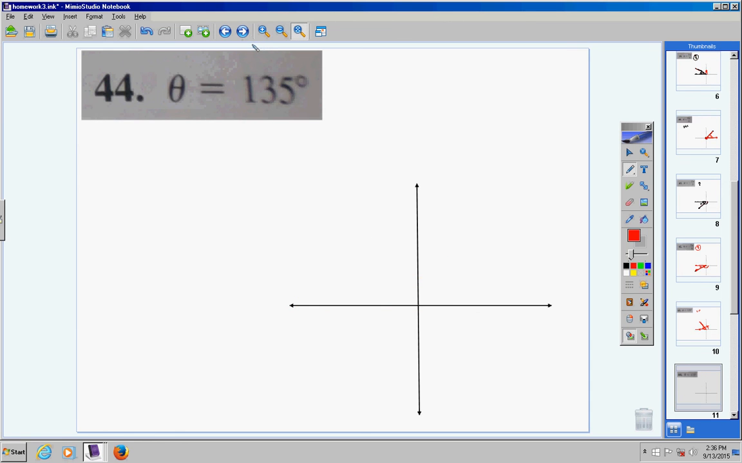Number 44, 135. Okay, we start here. We go 90 plus 45 more. There we go. So that would be 135 degrees. Okay. Now, the reference angle is always the x-axis and the terminal side, that angle, the acute angle that's formed. So if this is from here to here 135, then from here to here it must be 45 degrees, because 135 plus 45 is 180. Alright, moving on to number 45.